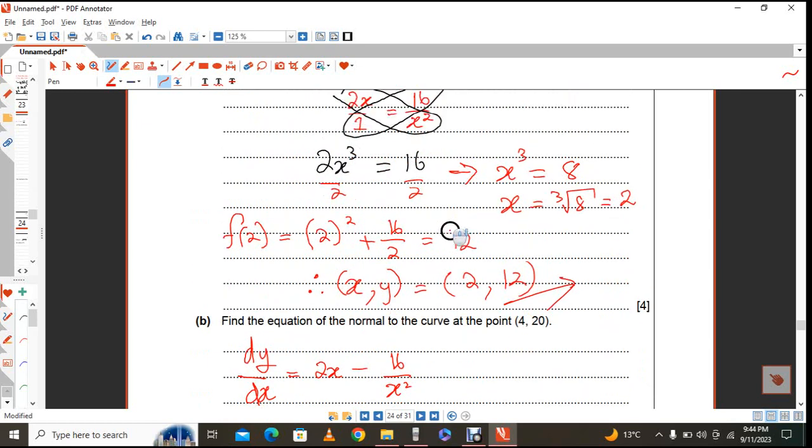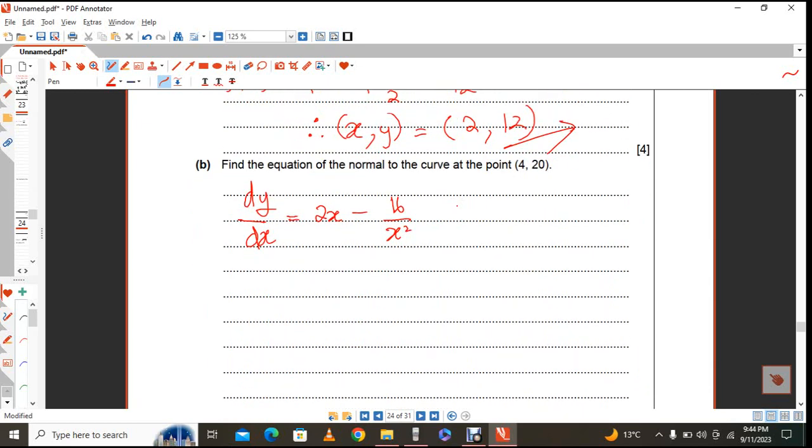Right, so we now are going to substitute x equals 4 in order to find the gradient of the curve at that point. So dy/dx when x is equal to 4 is going to be 2 times 4 minus 16 upon 4 squared. Of course, that is 8 minus 1. So the gradient is 7.